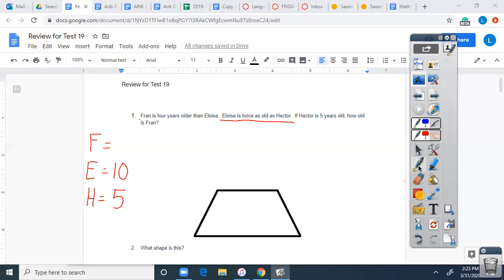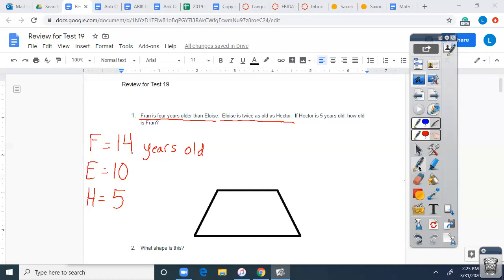Okay, so now Fran is 4 years older than Eloise. So Eloise is 10, Fran is 4 years older than her, so how old is Fran? We would do 4 plus 10, which is 14. So Fran, our friend Fran, is 14 years old. So this is your answer to number 1, 14 years old.